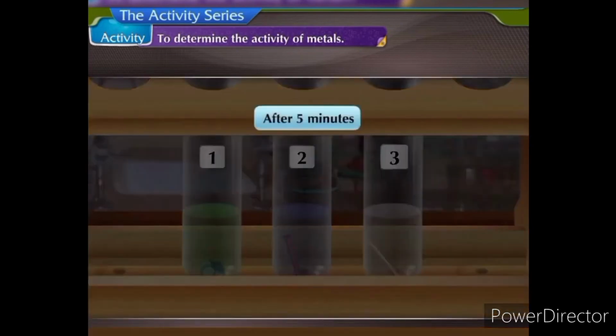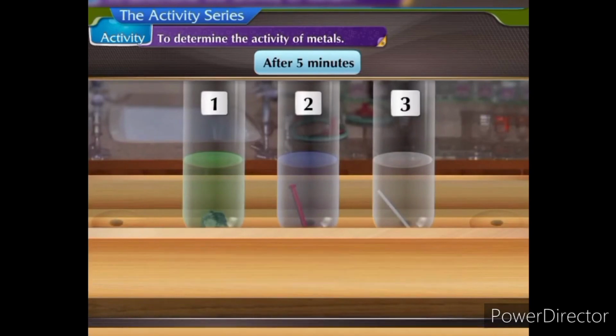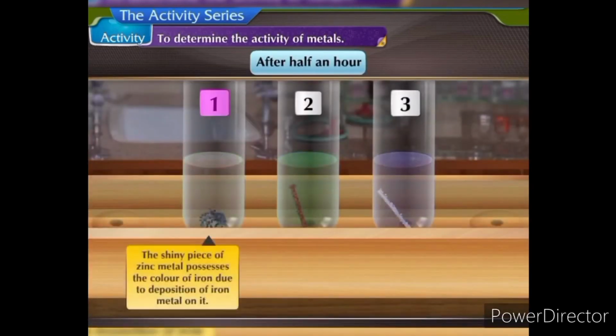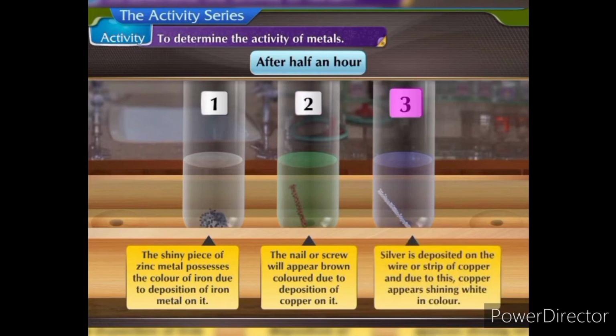After approximately 5 minutes, you will observe that the metal from the solution gets deposited on the metal which is added to the test tube. After half an hour, we will observe that in test tube 1, the shiny piece of zinc metal possesses the color of iron due to deposition of iron metal on it. In test tube 2, the nail or screw will appear brown colored due to deposition of copper on it. In test tube 3, silver is deposited on the wire of copper, and due to this, copper appears shining white in color.